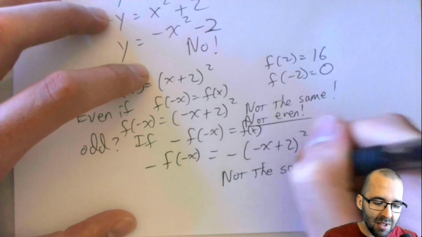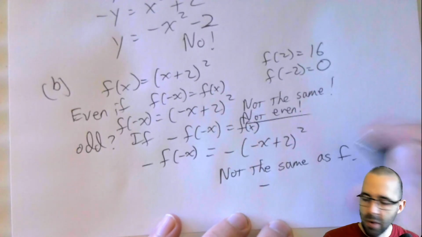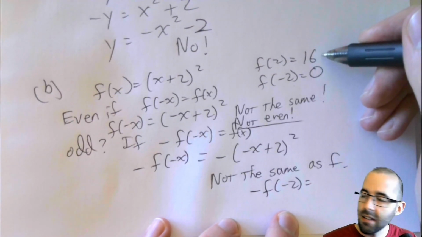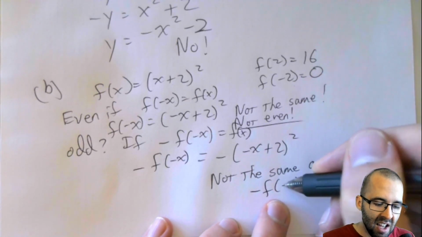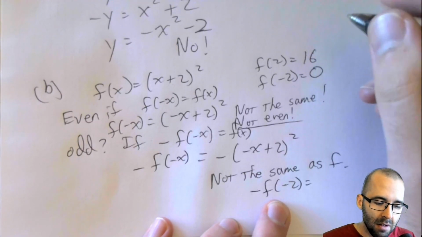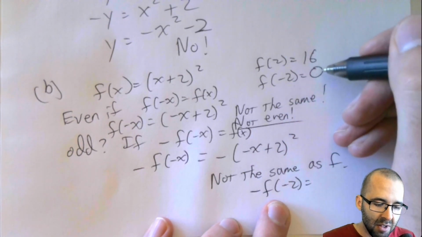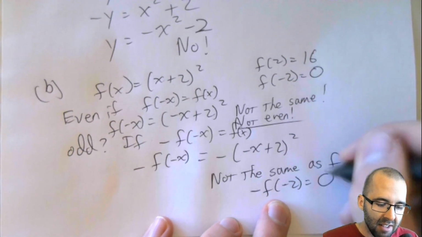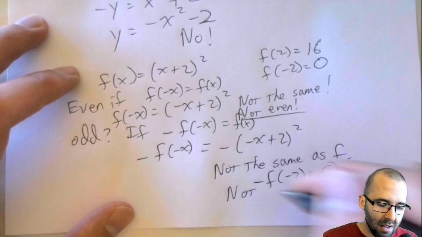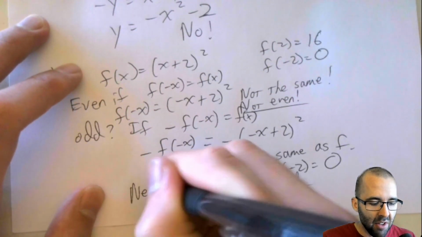But this is also not the same as the original f. And again, we could look at, well, what is negative f of negative 2? If it's odd, this has to equal 16. By the definition, adding a negative on the inside and the outside has to have the same output if it's an odd function. We've already found out that f of negative 2 is 0. If we negativize that, that's also still 0. Not the same as the original function, so it's not odd. So it's not even, it's not odd, well, it's neither.